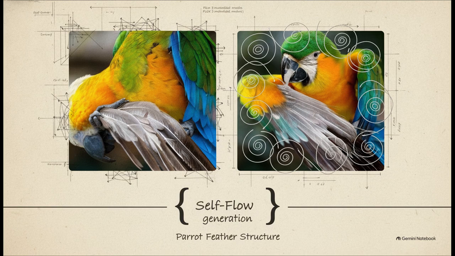Notice the incredible structural coherence of the parrot's feathers in the self-flow generation on the right. Compare that to the vanilla flow matching on the left, which honestly just looks kind of jumbled and messy. Because self-flow forces the model to learn global semantics internally, the model actually understands how feathers are supposed to overlap and connect in the real world.